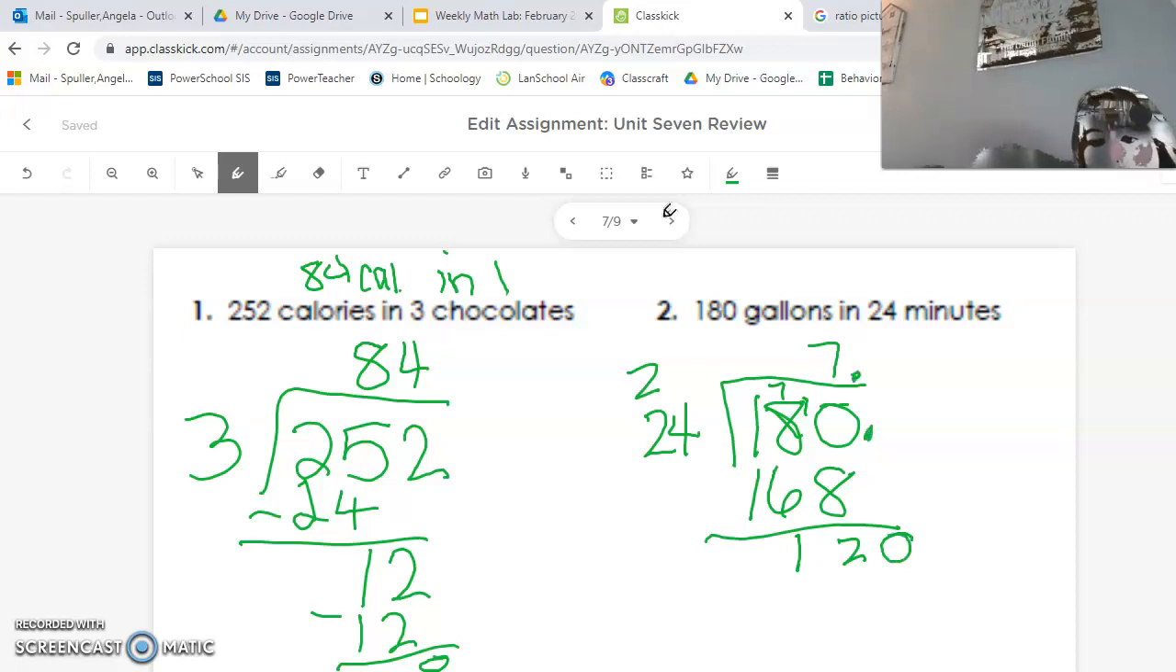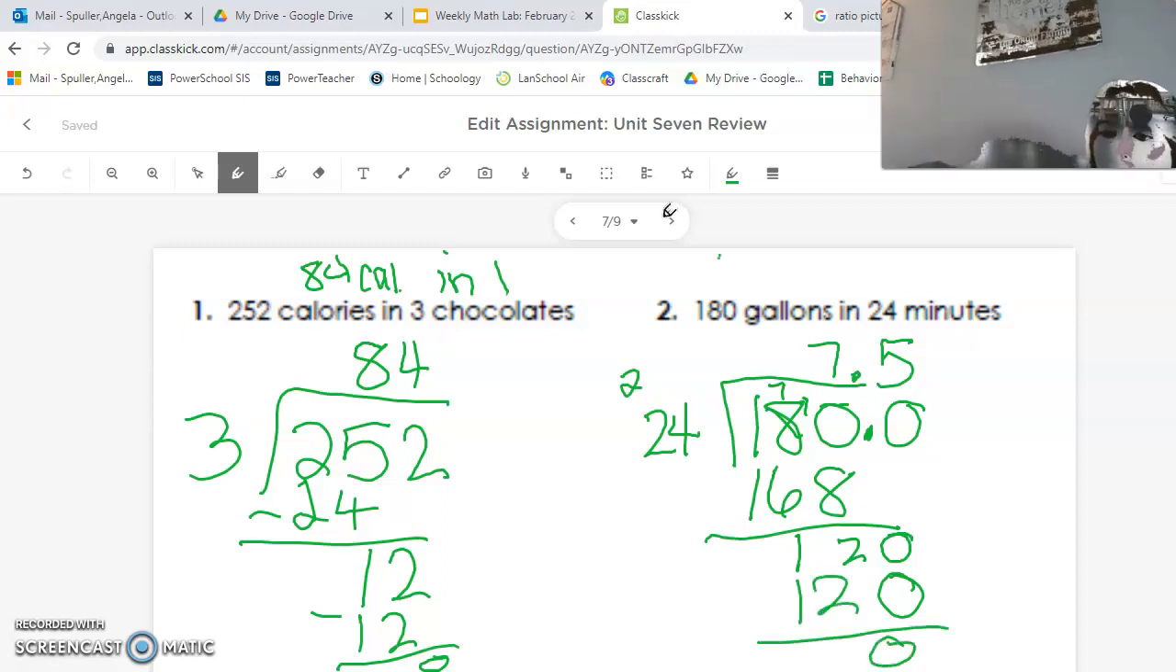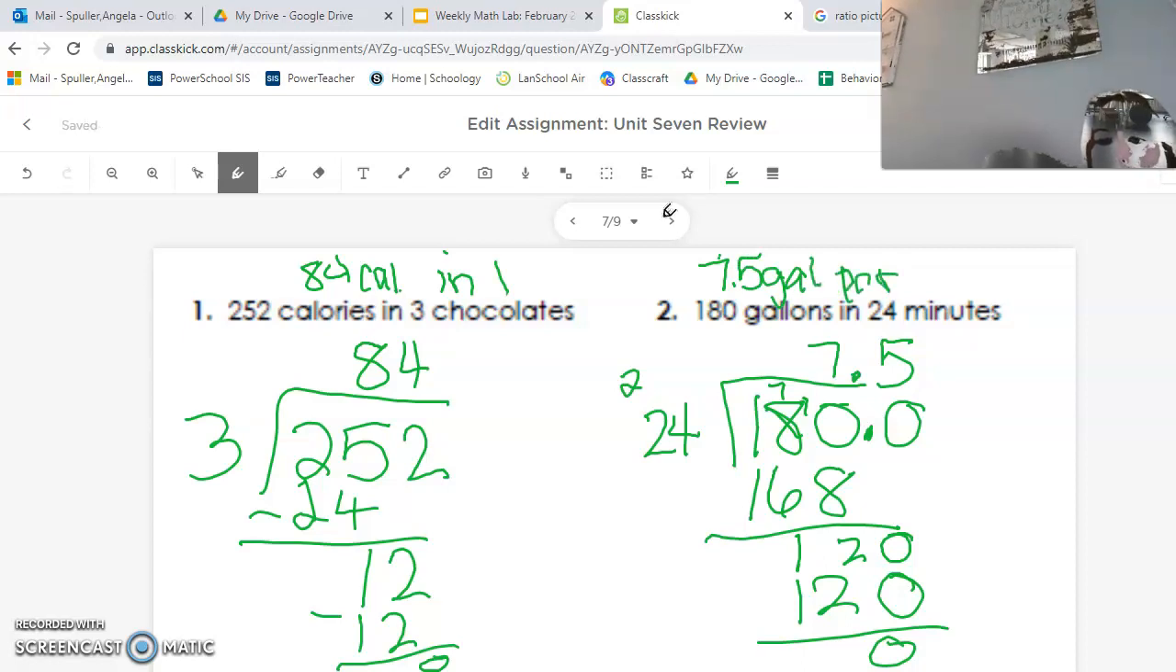And then I can put that decimal, right? Bring that decimal up, put a 0. Get rid of this now. And let's try 5 this time. 5 times 4 is 20. Carry the 2. 5 times 2 is 10 plus 2 is 12, and that gives us 0. So we get 7.5 gallons per minute. Okay?